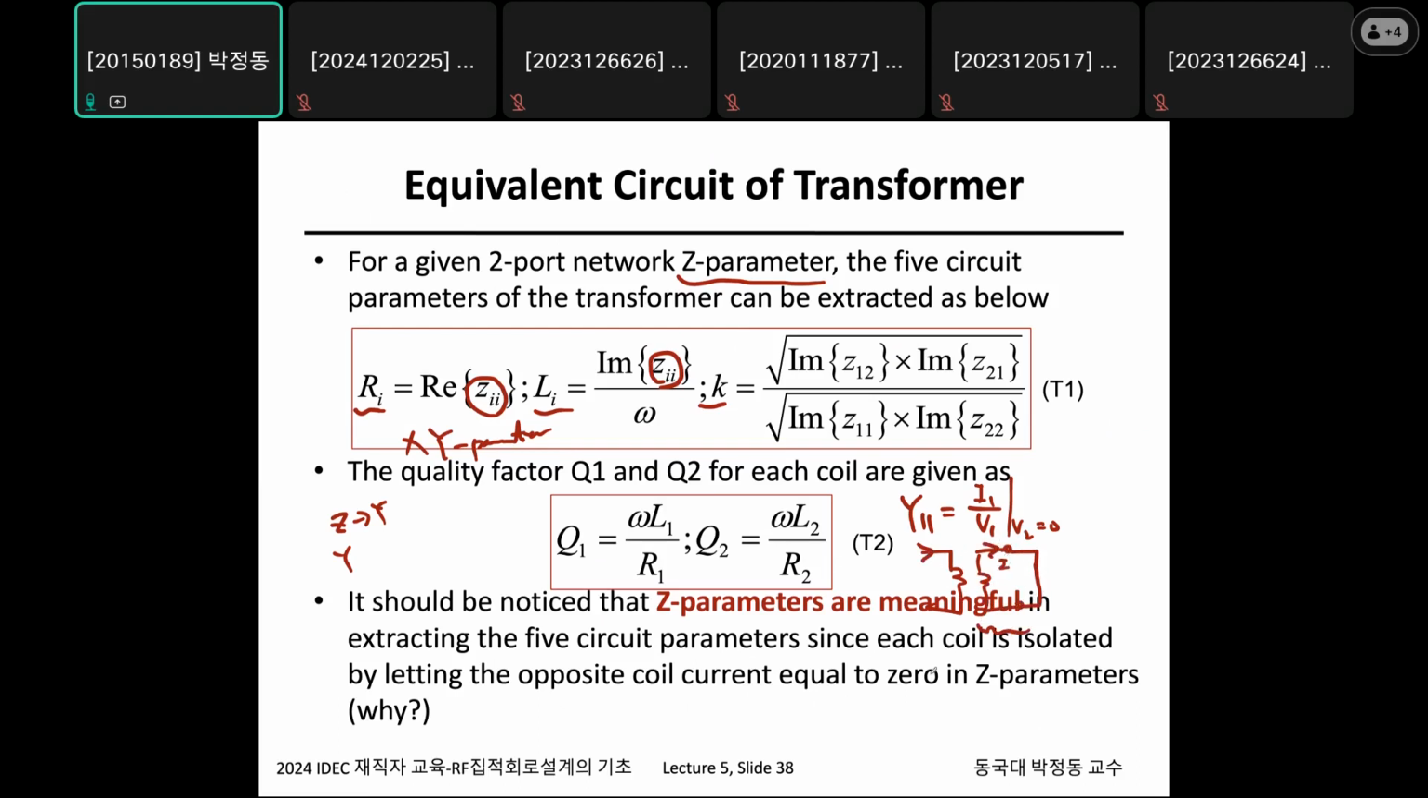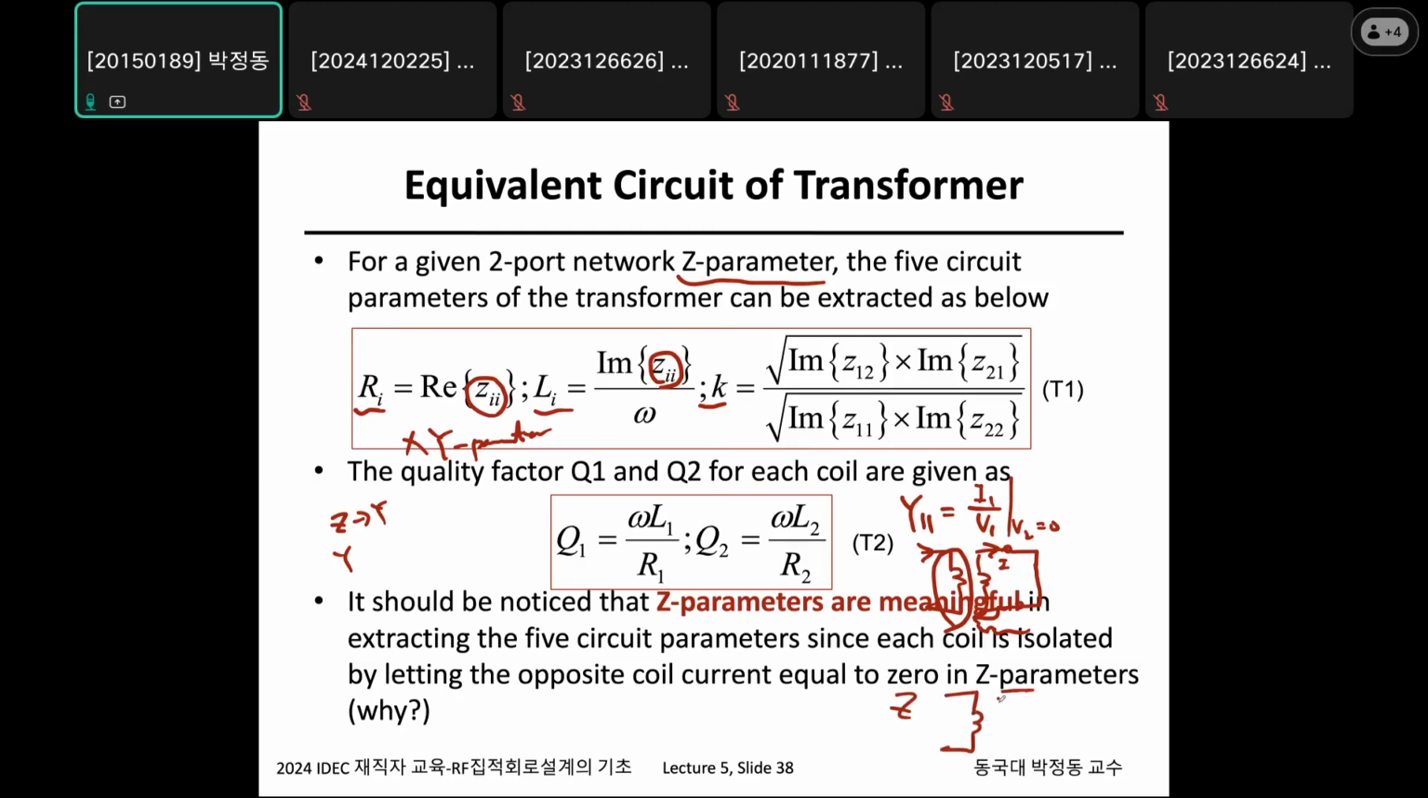induce the current over here. So you cannot separate the value from the secondary coil to here. You cannot separate because it interacts with each other. However, if you use G parameters, you can do that.